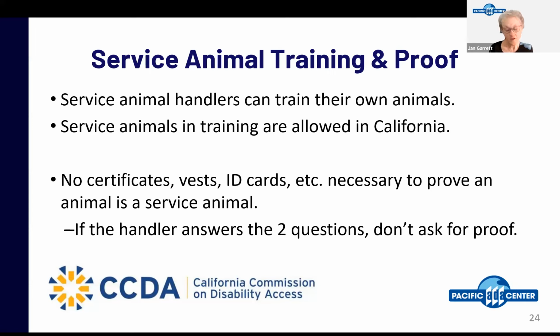So the Department of Justice that enforces the ADA said people with disabilities that are handlers can train their own animals. Also, you need to know that service animals in training are allowed under California state law. The ADA doesn't discuss service animals in training, but California law does allow service animals in training. So somebody may come in with an animal and says, this is a service animal in training, and you need to allow it to come in.